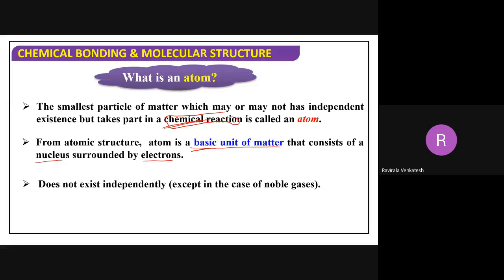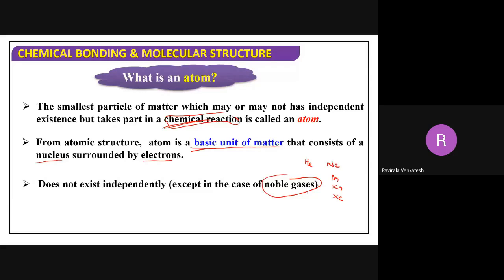Now, for example, if you observe any atom, does it exist independently? No, except noble gases. Noble gases exist independently. Like helium independently exists. It never forms any type of compounds. Neon independently exists here. Argon, krypton, a little bit xenon, isn't it? These elements independently exist in nature.